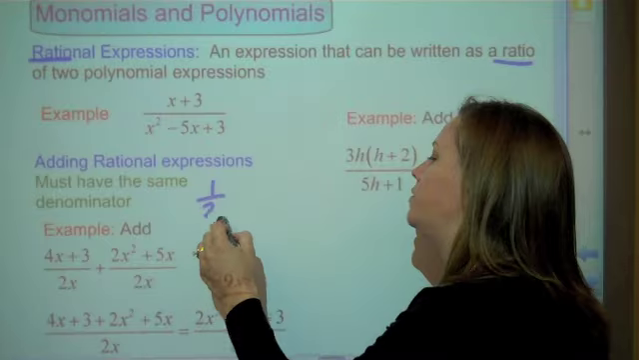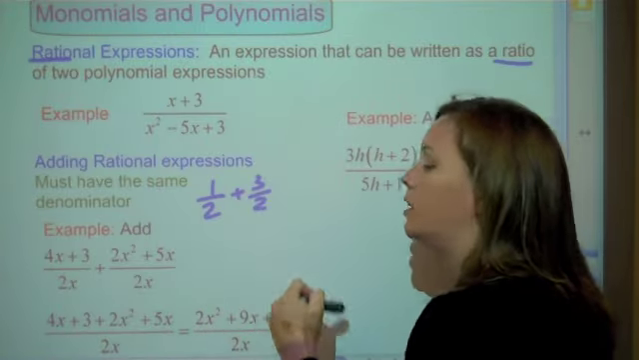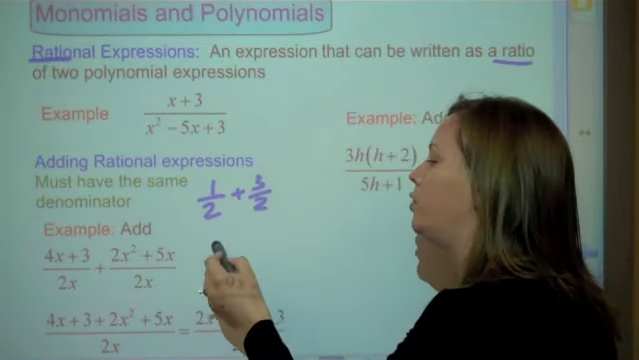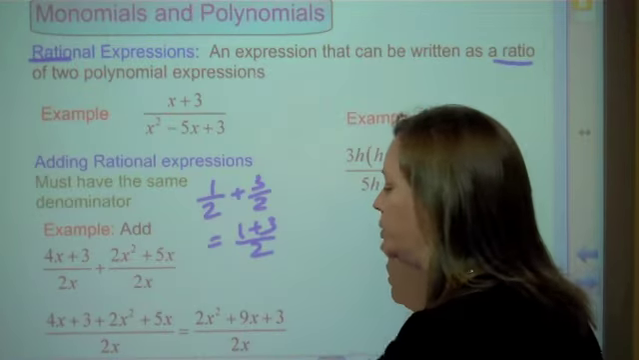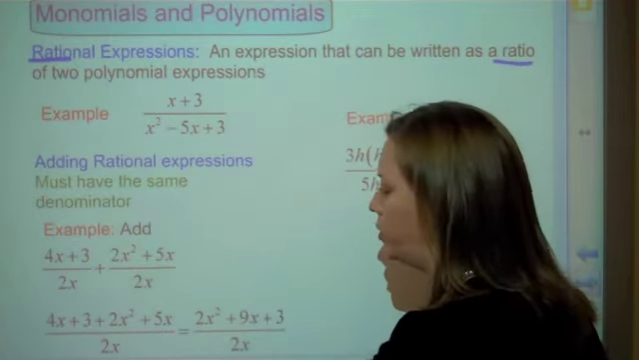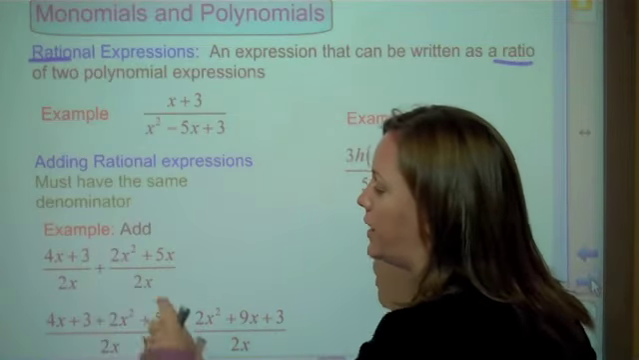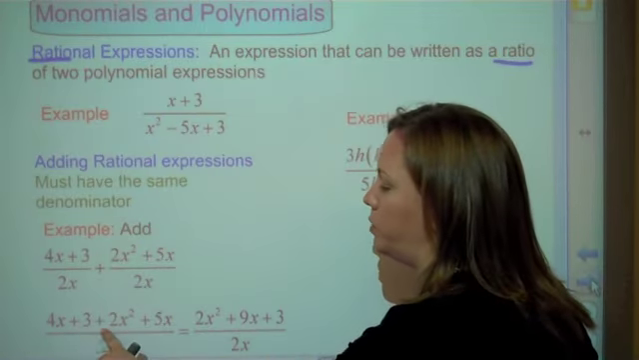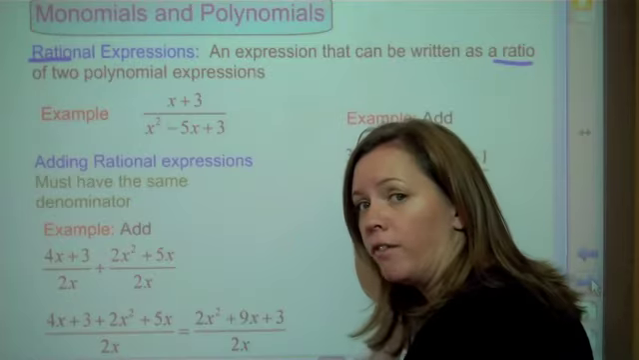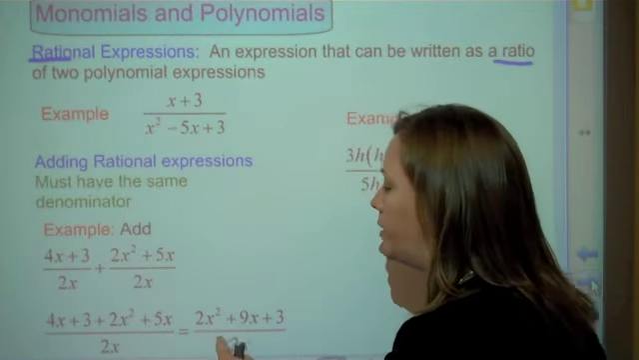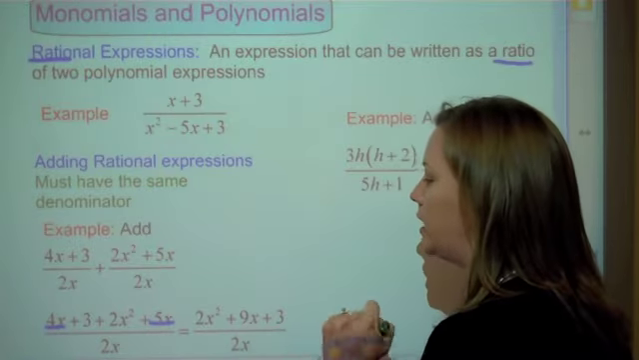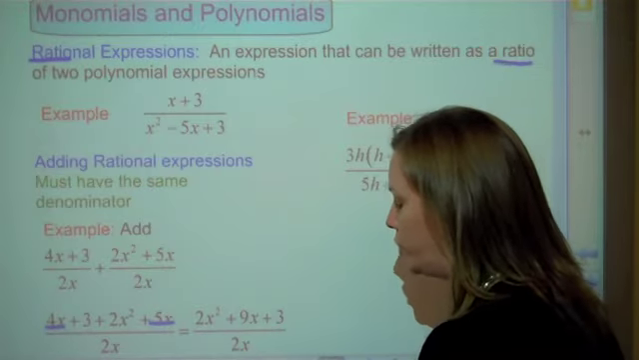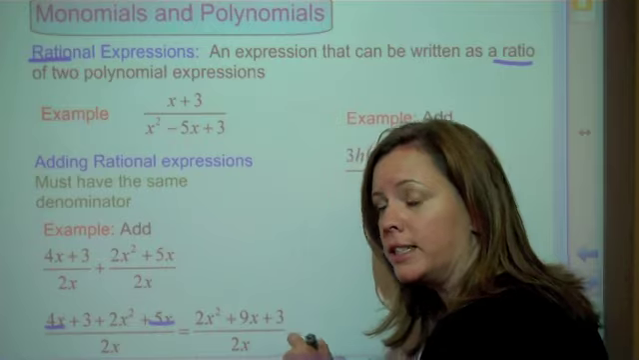Just like fractions, if you had 1/2 plus 3/2, all we do is add the numerators. That's 1 plus 3 over 2, that's 4/2. We're going to do the same thing with rational expressions. So all I'm going to do is add the numerators. So this becomes 4x plus 3 plus 2x squared plus 5 over 2x. Combine my like terms, we have 2x squared, 4x and 5x is 9x, plus 3 all over 2x. Notice that that denominator stays the same.